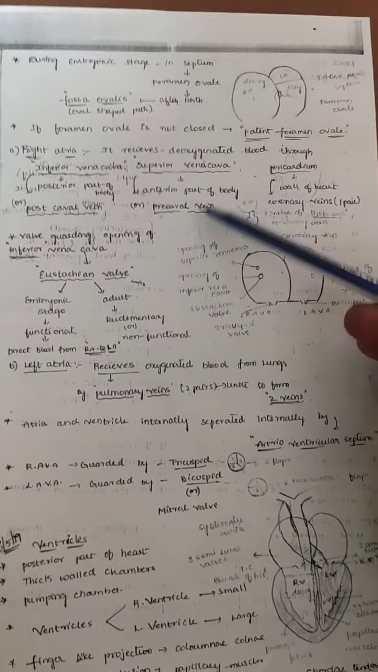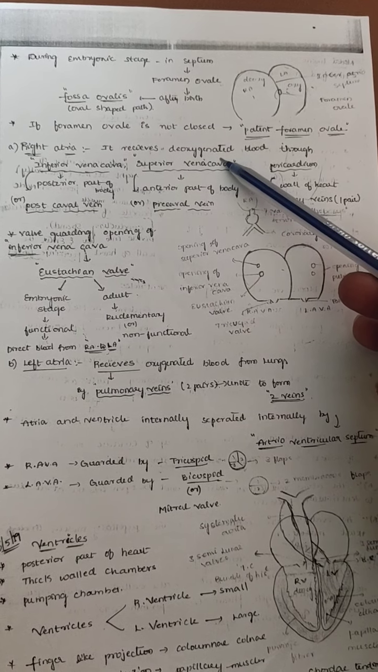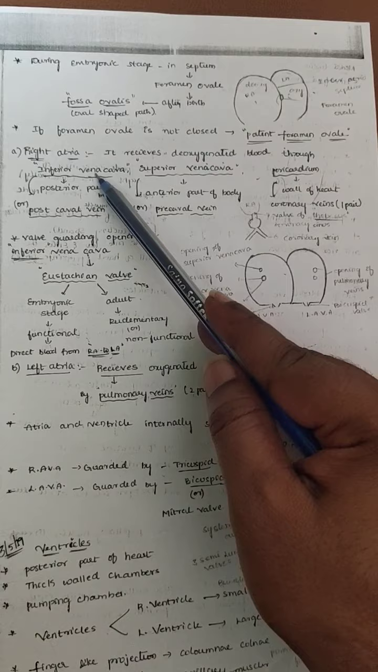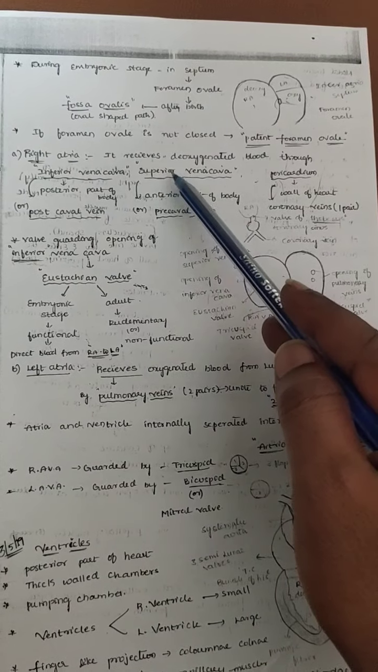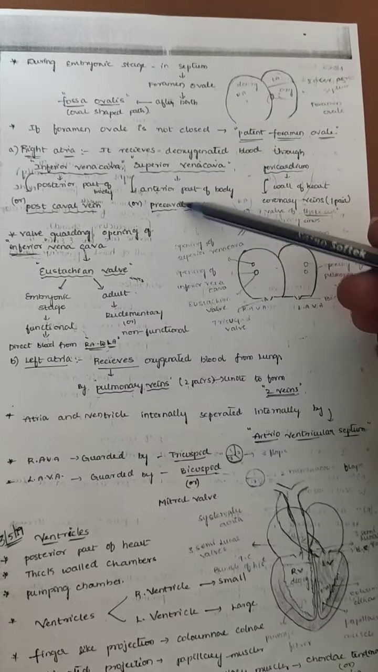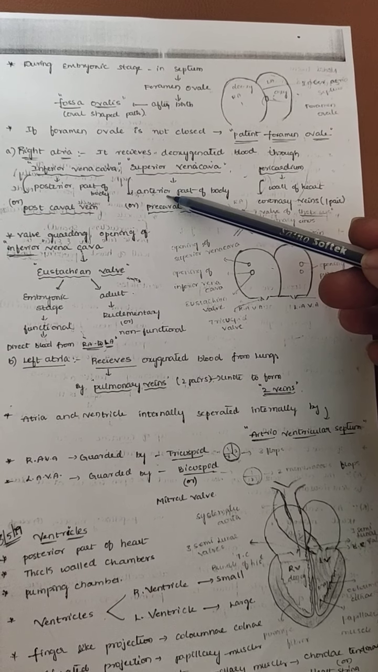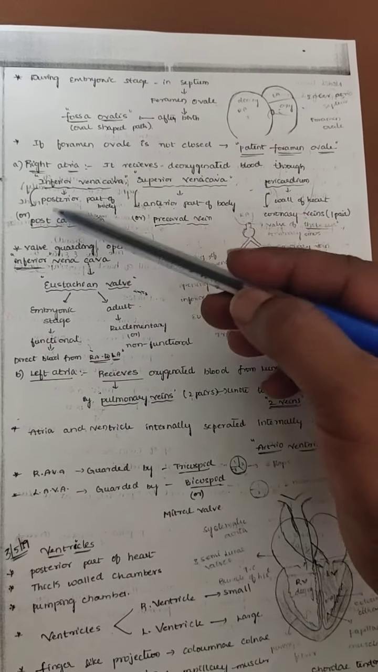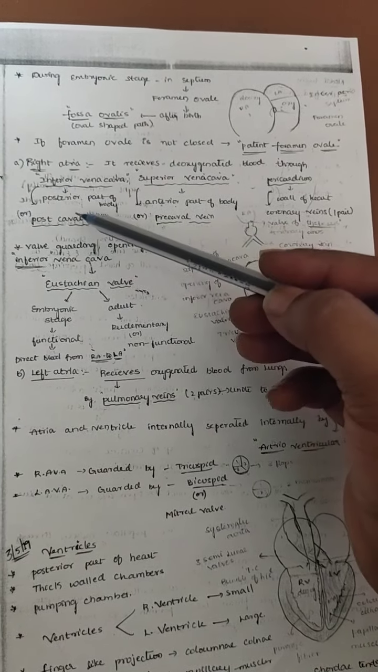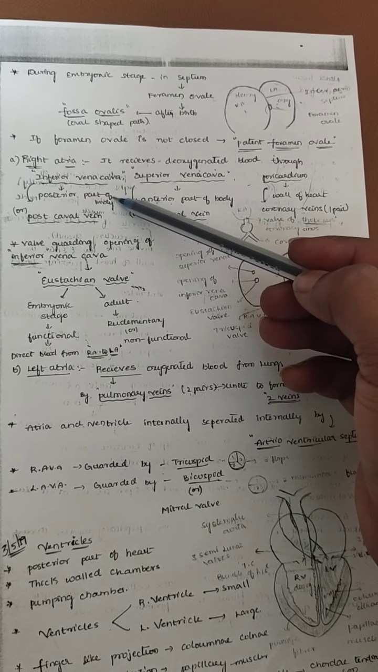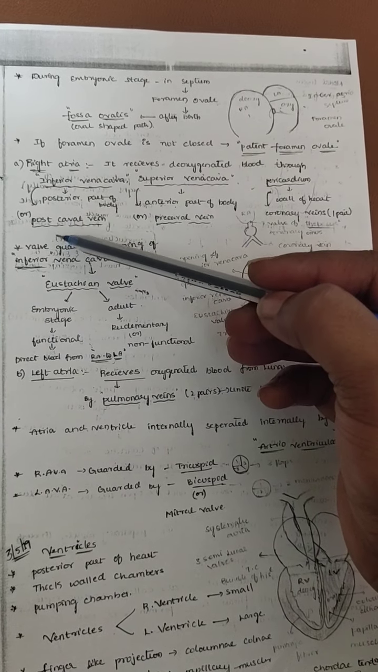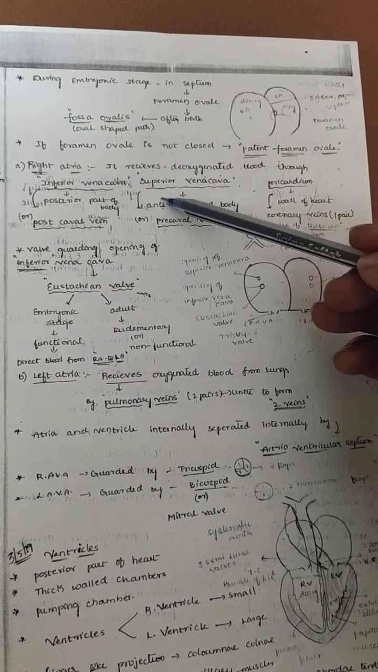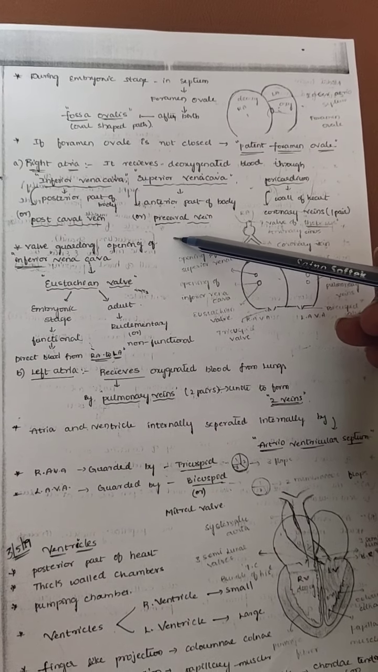Now here, what type of blood does this right atria receive? Deoxygenated blood from the superior vena cava and inferior vena cava. The superior vena cava is anterior, the upper parts of the body. The inferior vena cava, lower, is also called the posterior part of the body. It is also called the postcaval vein, and the other is called the precaval vein.